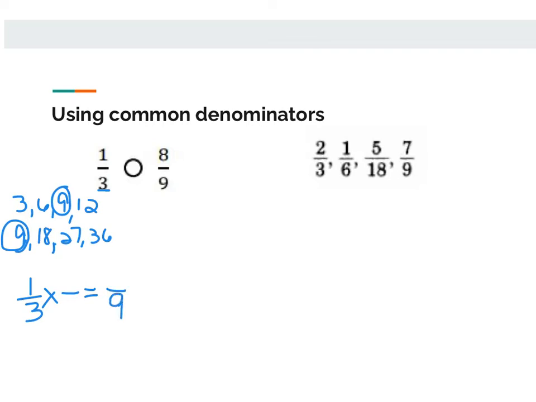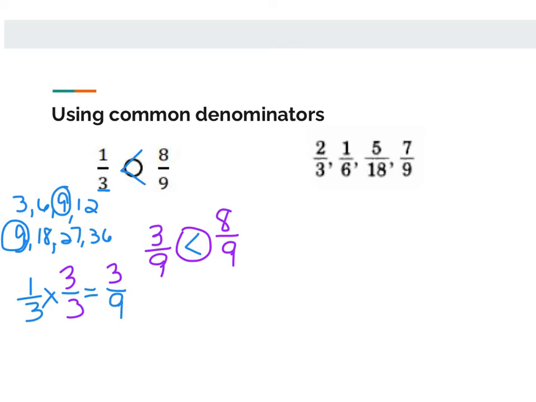So 3 times 3, 3 times 3 will give you 9. So 1 times 3 will give you 3. So now it's comparing 3 9ths to 8 9ths. In this case, I know that all I have to look at is my numerators. So I know 3 is less than 8. So then my answer would be 1/3 is less than 8/9. So that's how you find a common denominator.